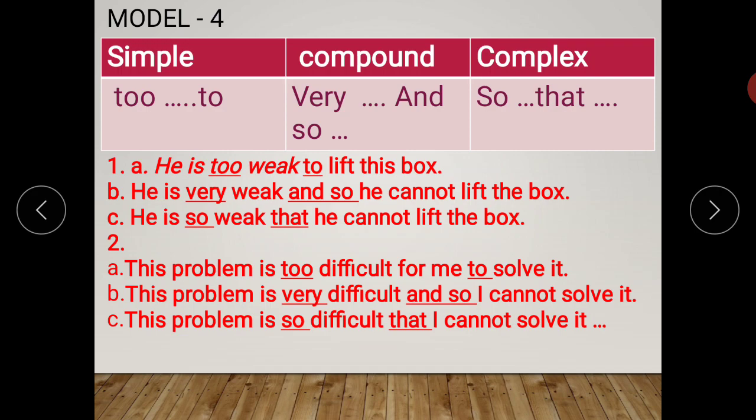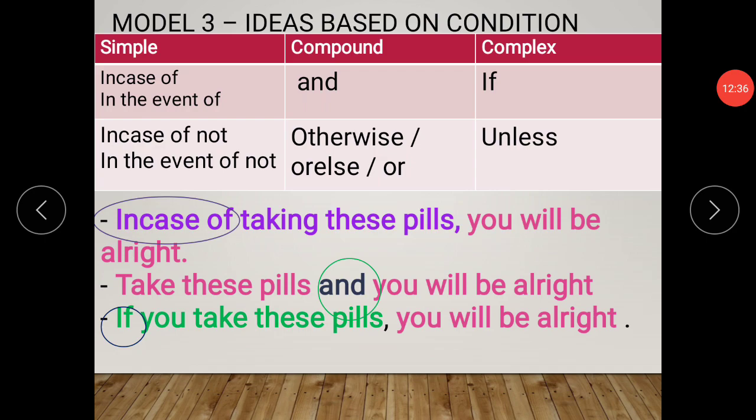Okay, so we have learned model 3 and model 4. Hope you understand. So today we have learned two models. The third model, I have given you the name, ideas based on condition. So in case of, in the event of, the compound sentence has and, the complex sentence has if. So that is in the positive and this is in the negative. Negative, we are using not. For the compound sentence, because it is negative, we use any of these three words: otherwise, or else, or.